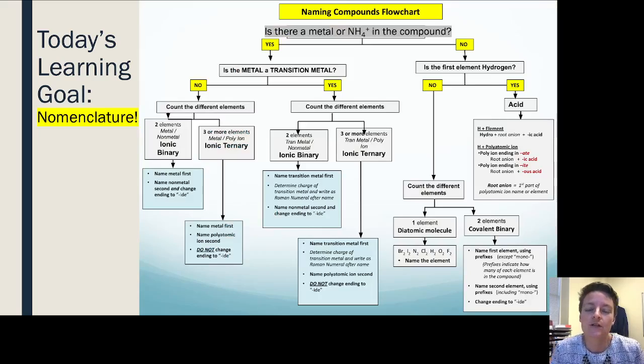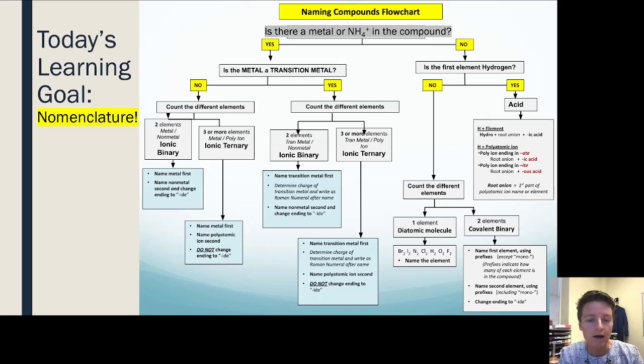All right, so in class, I introduced this flowchart that I find really helpful in thinking about how chemists use slightly different naming schemes depending on what type of compound we're talking about. In particular, if there's a metal or another type of polyatomic cation, like NH4+, the ammonium cation, in the compound, then we know we're dealing with an ionic compound, and we're going to name it a certain way that's slightly different than if we're talking about a covalent compound.